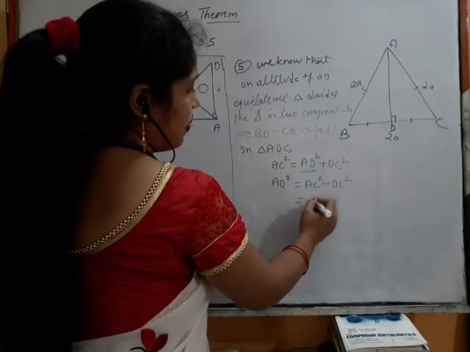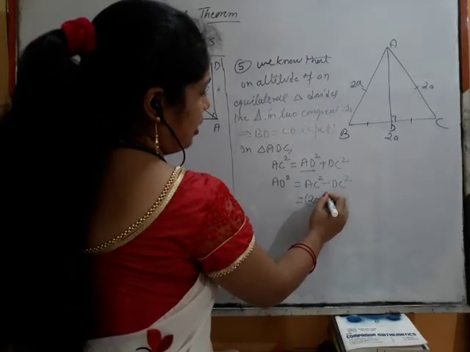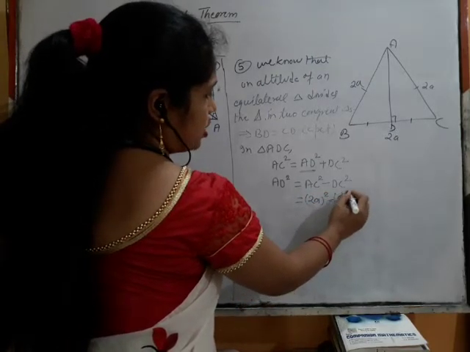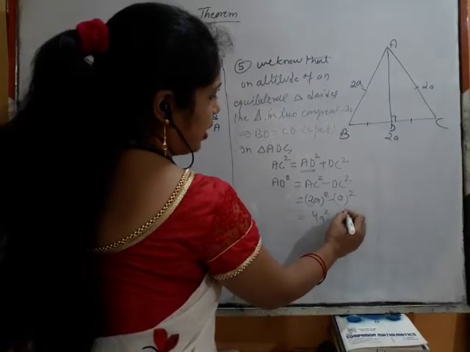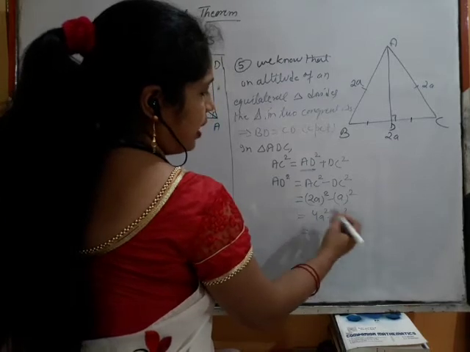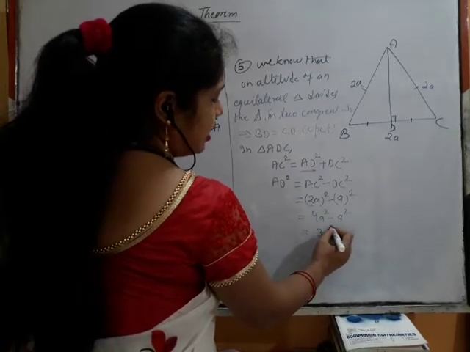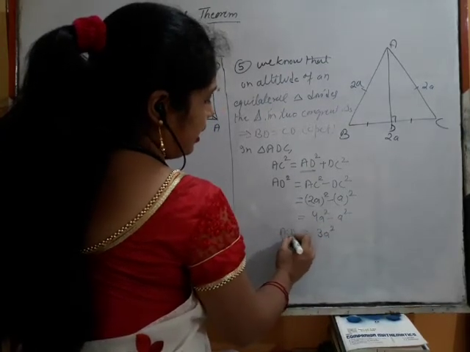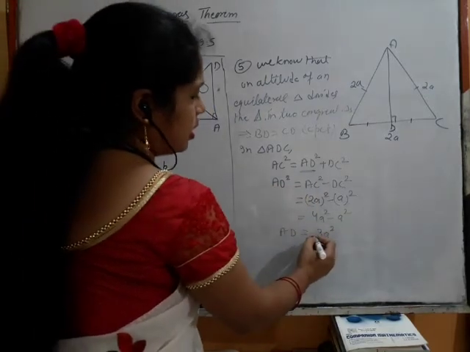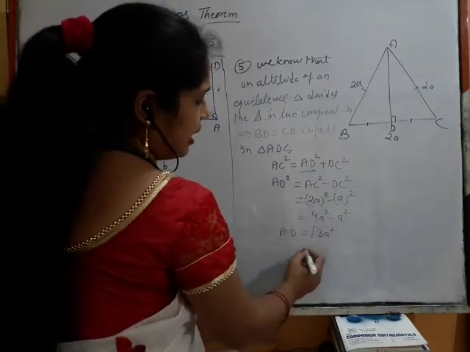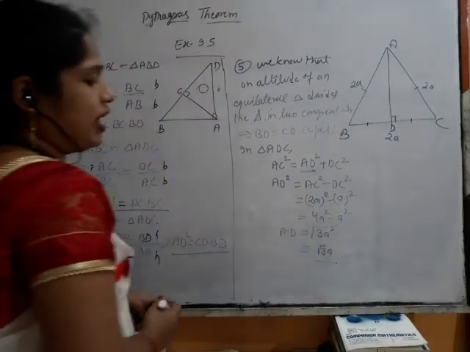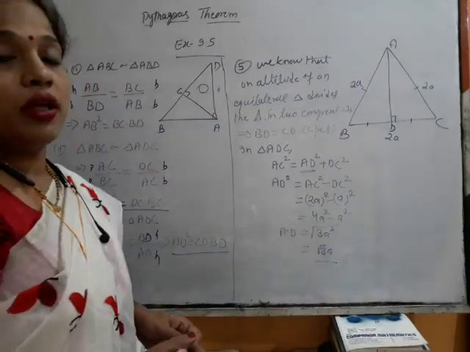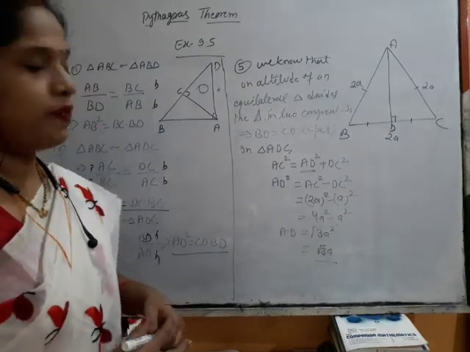AC is what? 2A whole square and DC is A square. So 2A whole square is 4A square, minus A square, is 3A square. Now AD, we will remove this square which will go to the right hand side and it will give us root 3A. So the length of the altitude in an equilateral triangle is root 3A.